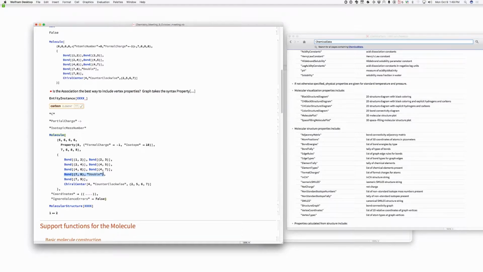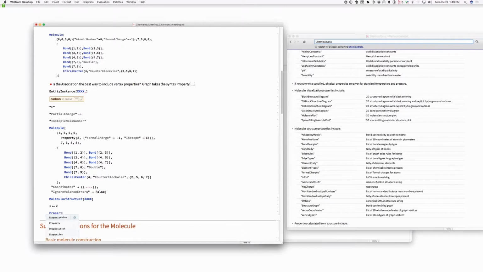I mean, we do. That's what property is for. So they have an open-ended set of annotations. Well, so you can do that, right?